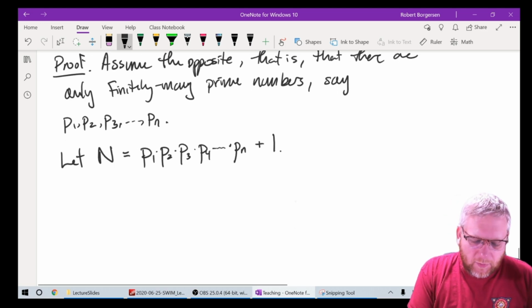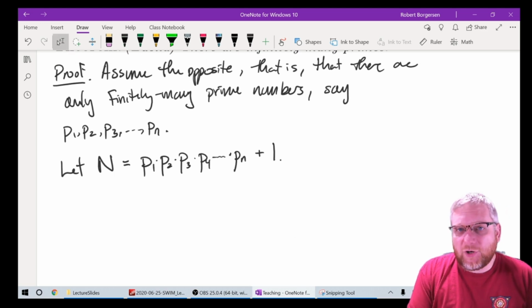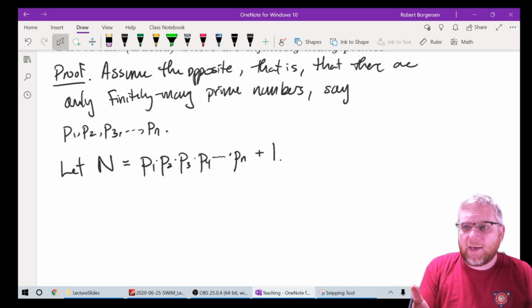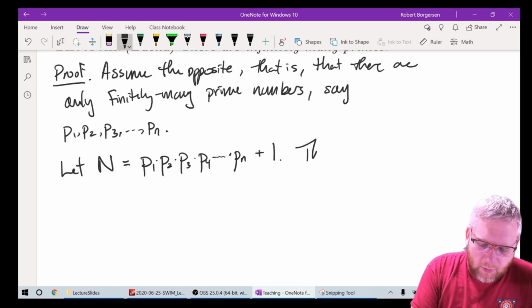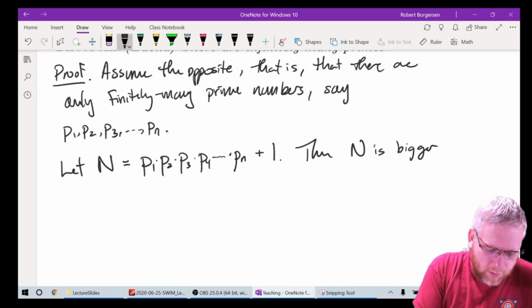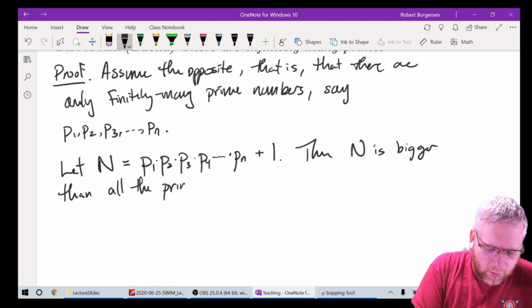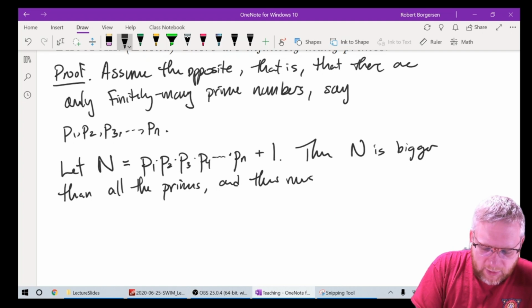Okay? Then this N shouldn't be prime, right? Under my assumption, P1 to Pn are all the primes. This number is certainly way bigger than all of P1 to Pn, so it can't be prime. Then N is bigger than all the primes, and thus must be composite.